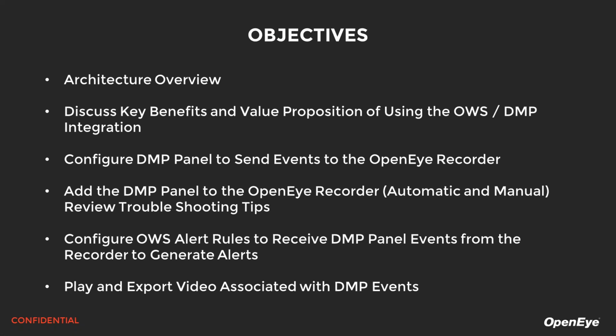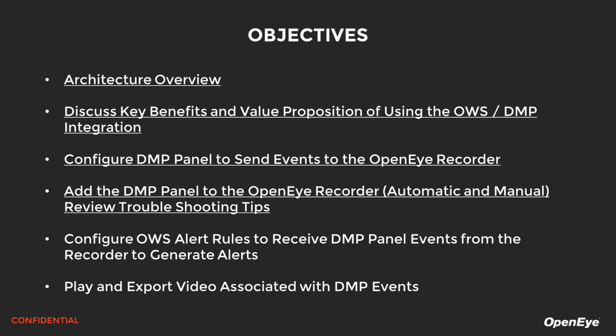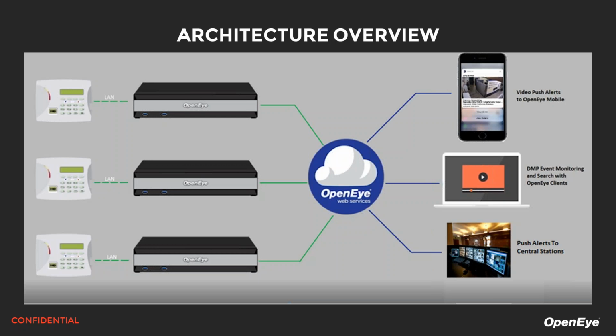So let's go ahead and review the objectives for today's overview. We'll start with a brief architecture overview. Then we will discuss the key benefits of the integration. We will then configure the DMP panel to send events to the OpenEye recorder. After configuring the panel to send the events, we will add the DMP panel to the OpenEye recorder. Once that panel is added, we will configure OWS alert rules to receive DMP panel events from the recorder to generate alerts. And finally, we will round things out by playing and exporting video associated with DMP events. With our objectives defined, let's get started by looking at the architecture overview.